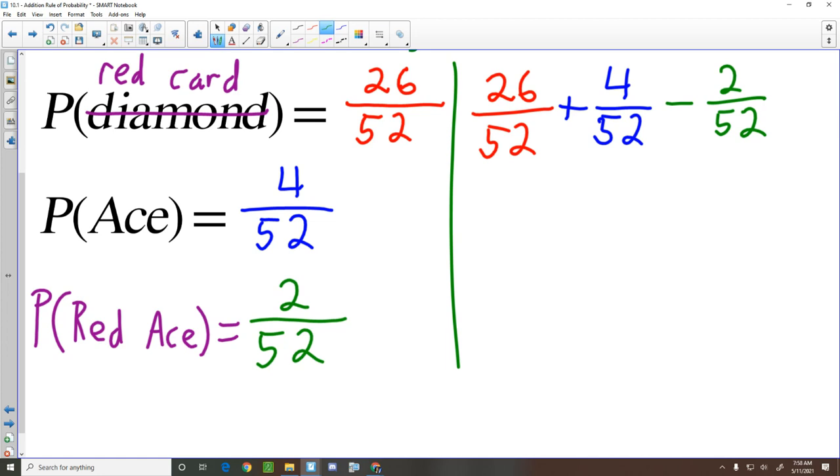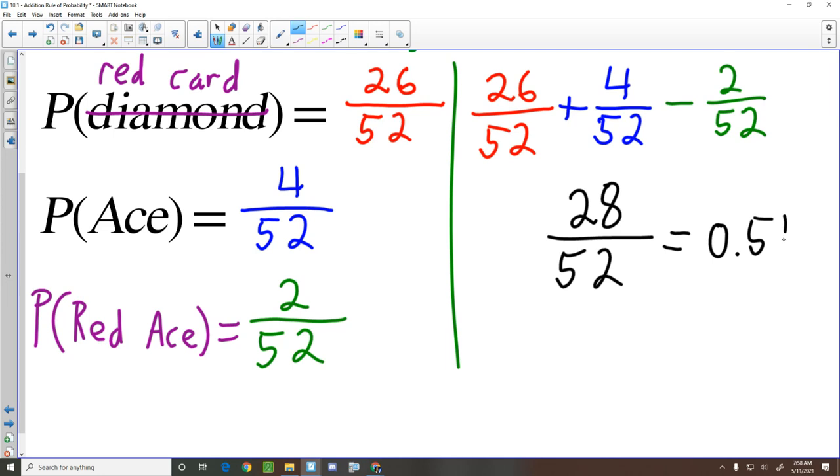And again, these are so nice when they have the same denominator because I know it's over 52. 26 plus 4 is 30. 30 minus 4, or I'm sorry, 30 minus 2 is 28. Divide that out. 28 over 52 is 0.54. Anyone else get that? So 0.54 or 54%, if you want to think of it that way.